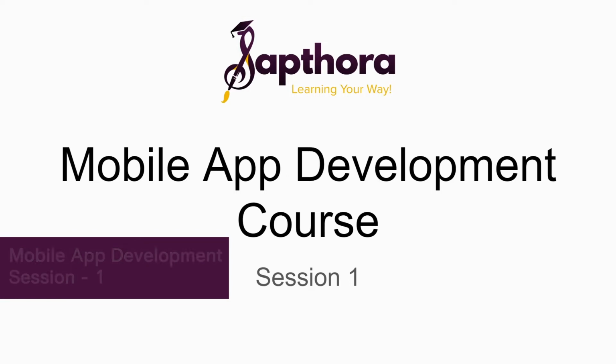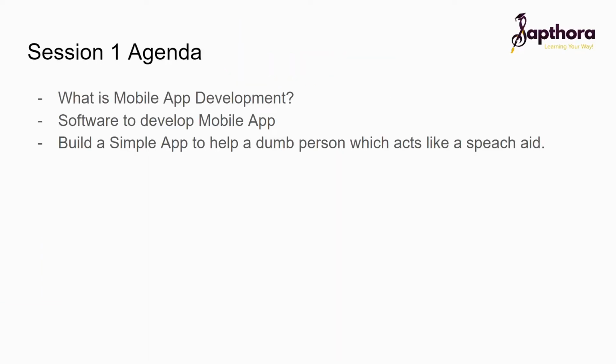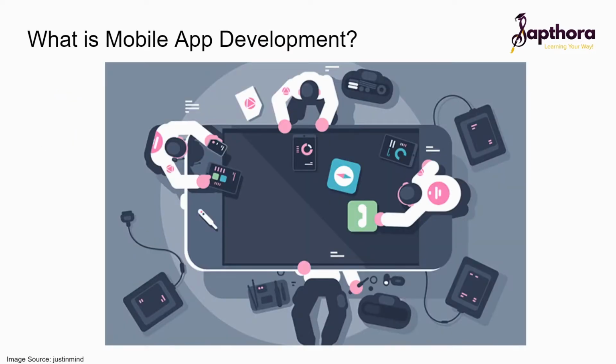In this session we are going to see what mobile app development is, the software that we use to develop these mobile apps, and later we will also build a simple app to help a dumb person, which acts like a speech aid. So let us see what mobile app development is. Mobile app development is the process of developing software for our mobile.